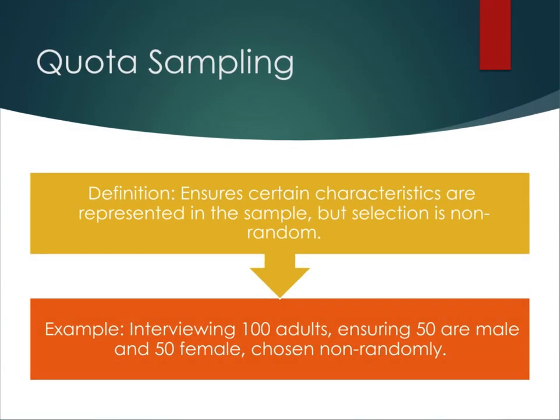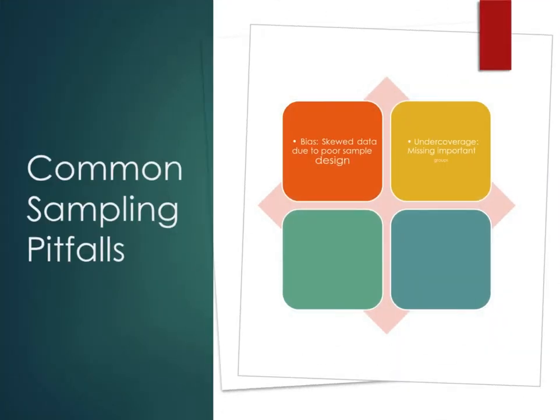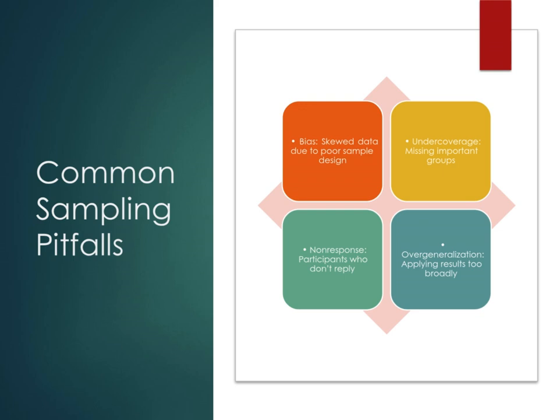Quota sampling sets quotas to ensure certain characteristics, like gender or age, are represented. But the selection within those quotas isn't random. When choosing a method, consider the population, study goals, available resources, and the level of precision you need. Common pitfalls include sampling bias, missing important groups, non-response, and generalizing beyond your sample. Avoid these to maintain data integrity.